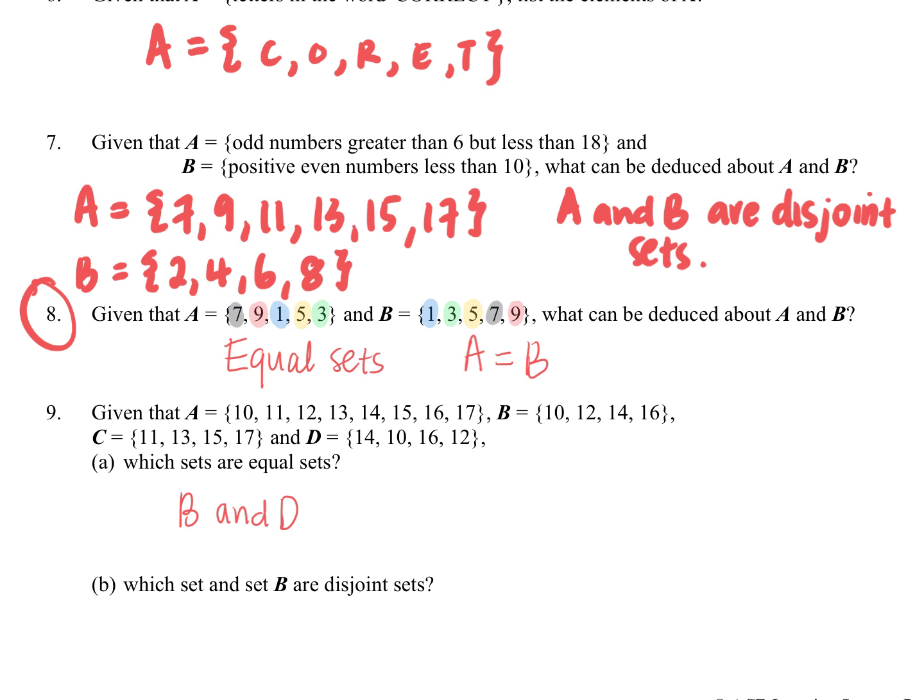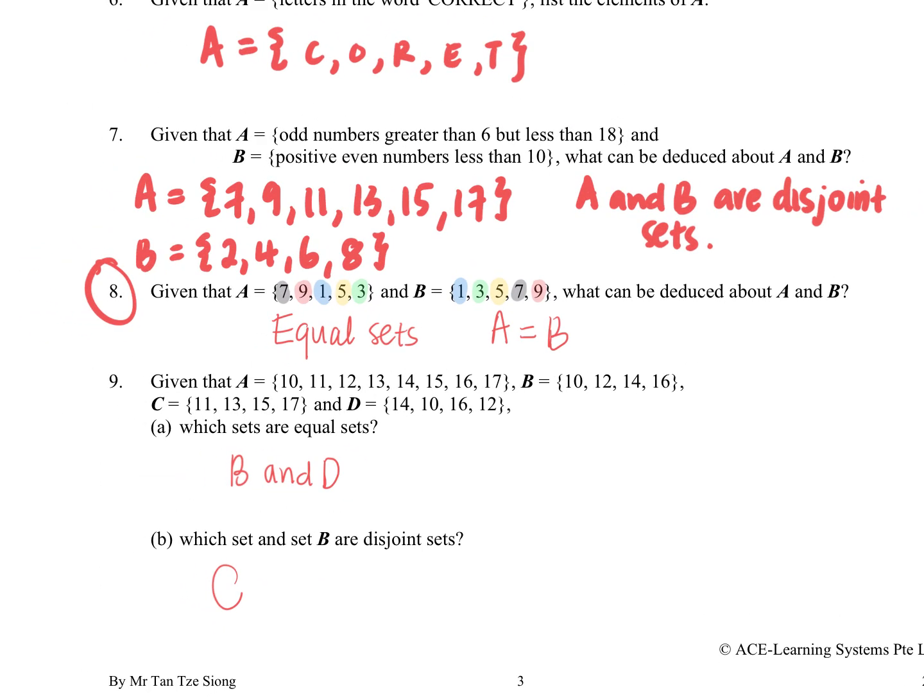Okay, which set and B are disjoint? C. Okay, that's it. So you have a good idea of what's disjoint, what's equal. It's only the proper subset that can be a bit confusing, which I am going to share with you.